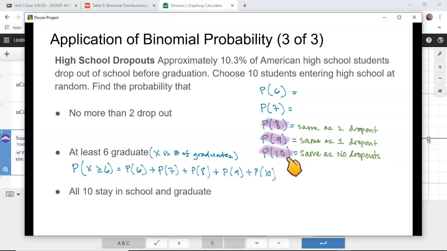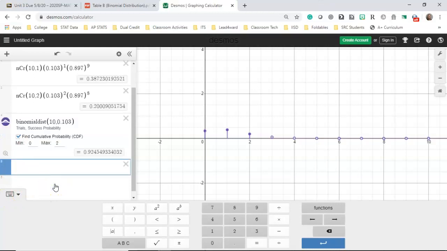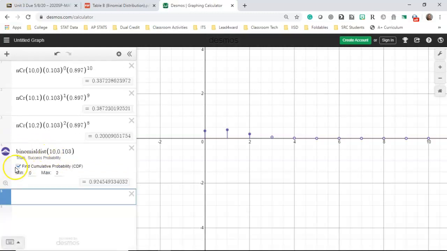The probability that 10 students actually graduate is the same as the probability that no students dropped out, which we found in the first example. So we already know those values, right? I can write those down already because we already found them. I'm going to show you that they're the same too. So if I go back to here, now keep in mind, I have to change up my numbers.